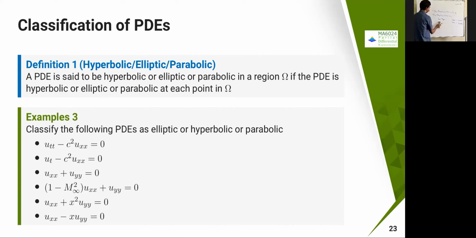So if you go for the Laplace equation, in this case your a is going to be 1, b is going to be 0, and c is going to be 1. So b square minus 4ac is going to be minus 4, which is less than 0. So that is going to be elliptic. So Laplace is always elliptic.